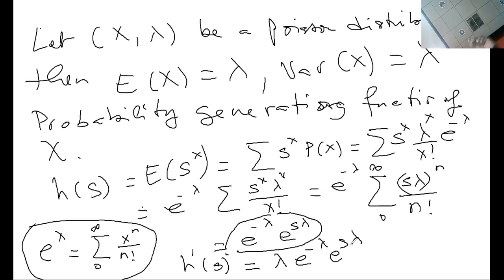Derivative with respect to s. You do the second derivative. Please do the second derivative and prove this. Use the formula for the moment generating function for mean and variance. So if you do h prime of 1, when s equals 1, you get the mean. Play around with it to find the second derivative, which you need to find to compute the variance.